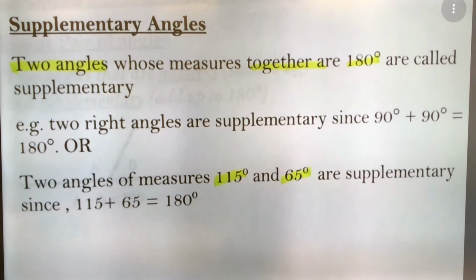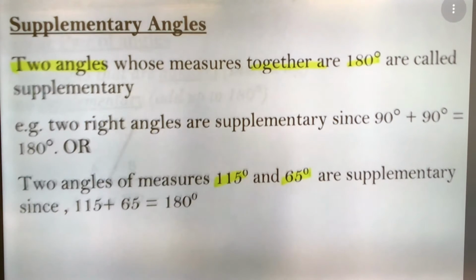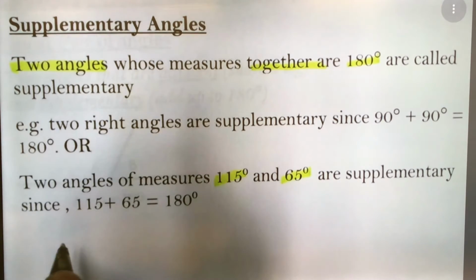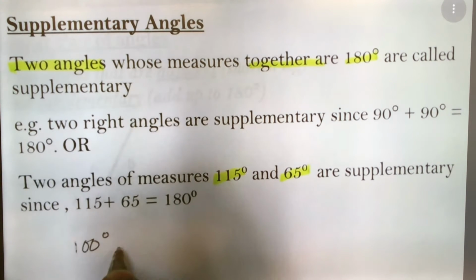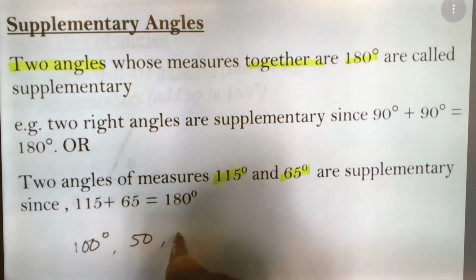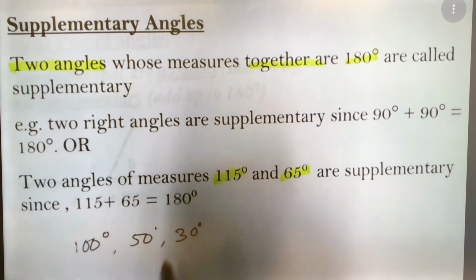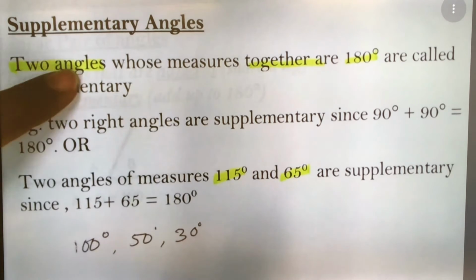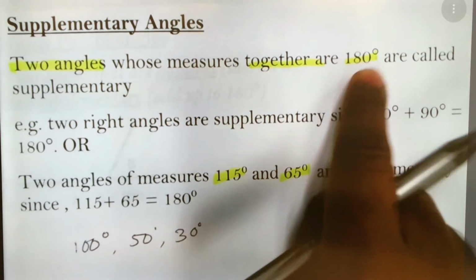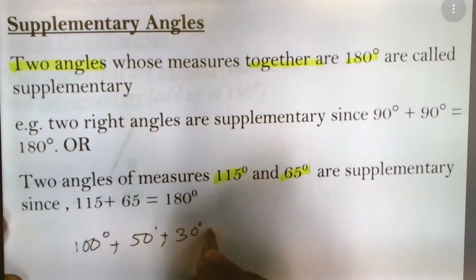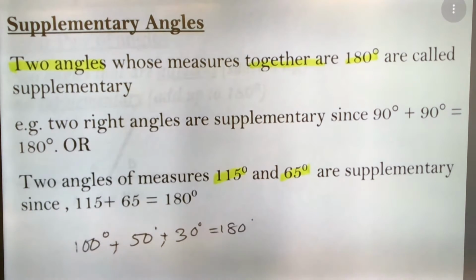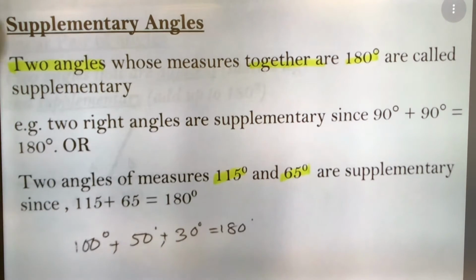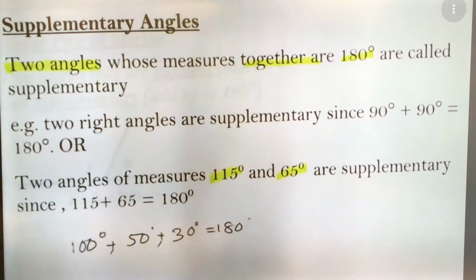Let me have another example for supplementary angles. What about angles of 100 degrees, 50 degrees, and 30 degrees? Are they supplementary? No, they are not supplementary because as per the definition, two angles together make 180. These are three angles that together make 180, so they are not supplementary angles. Supplementary means two angles add up to 180 degrees.